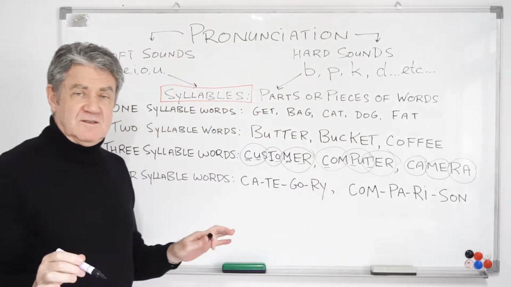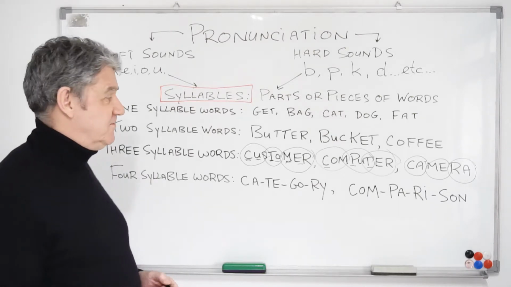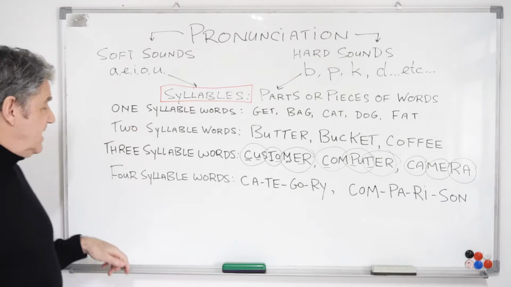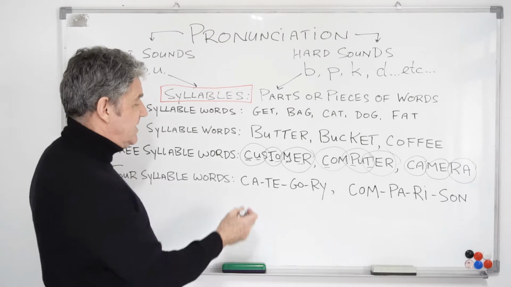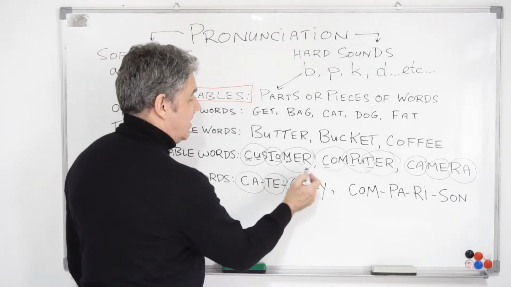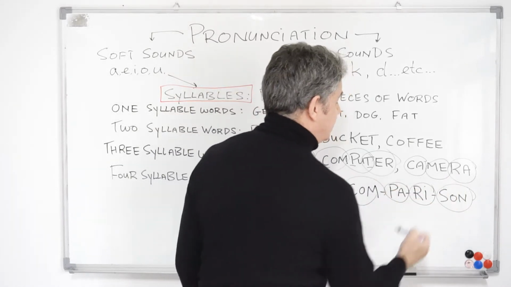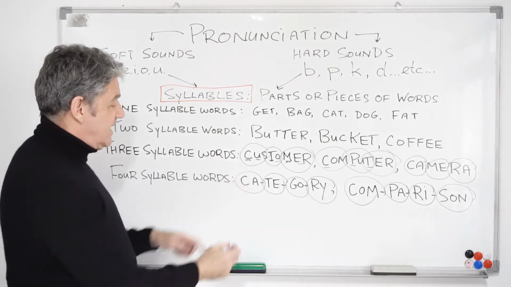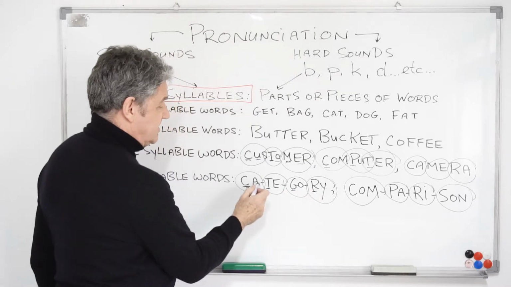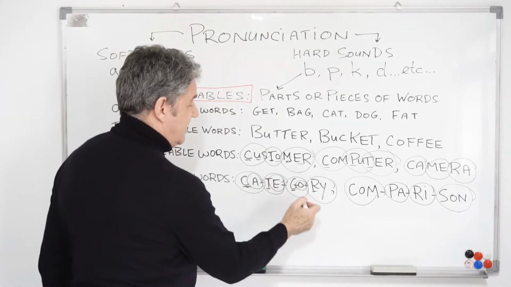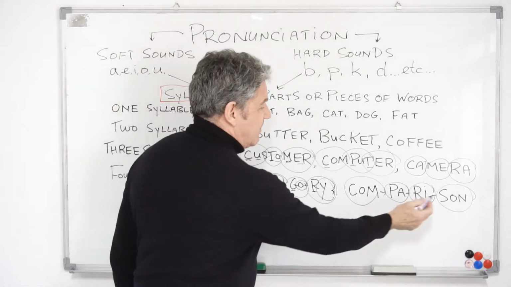So this is just the simplest way that I can think of to help you with pronunciation with lots and lots of words. And in the last example, for four syllable words, I broke the syllables up for you so you can see them written down. Category. Hard sound here, here, here, and here, and the soft sound here, here, here, and here. Got a Y, but it's still a soft sound. Same thing happens in this word.